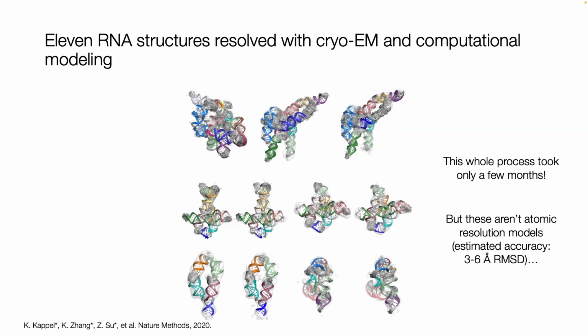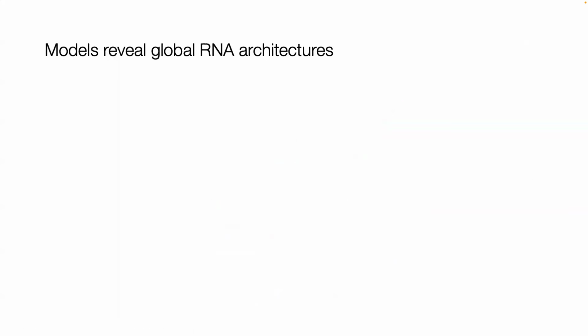But I do also want to highlight that these are not atomic resolution models. So we're not saying precisely where every single atom in these molecules actually sits. So the estimated accuracy here is about 3 to 6 angstroms RMSD. And so that tells us the global architecture of the RNA molecule, but not where every single atom actually is. So are these models actually useful if that's all we get from it? So I'll give you just a few examples of things that we can learn from these models.